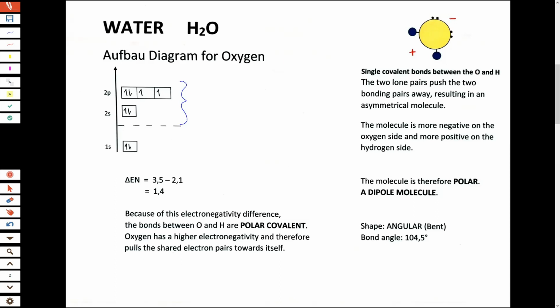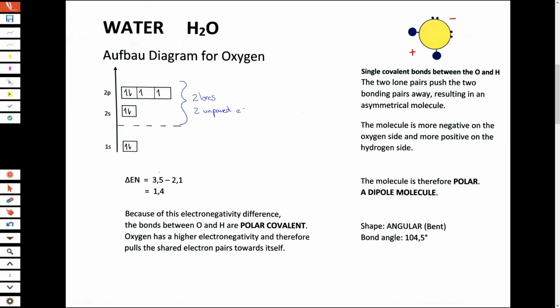Here they are. There are 2 lone pairs, and there are 2 unpaired electrons. The unpaired electrons are available for bonding. So oxygen makes 2 bonds.